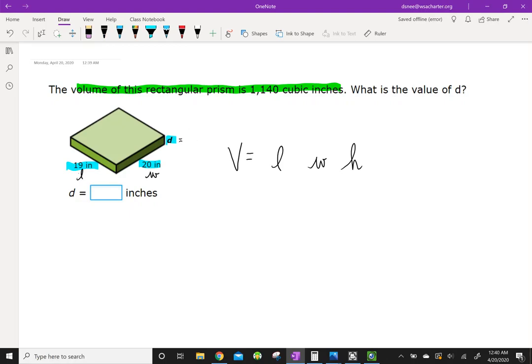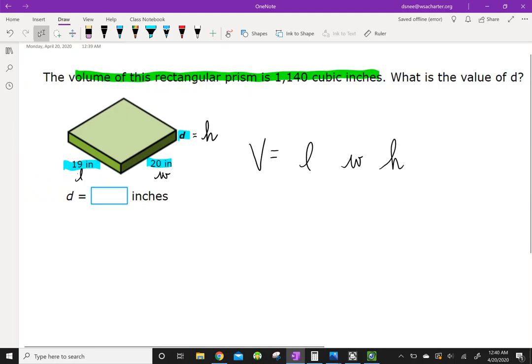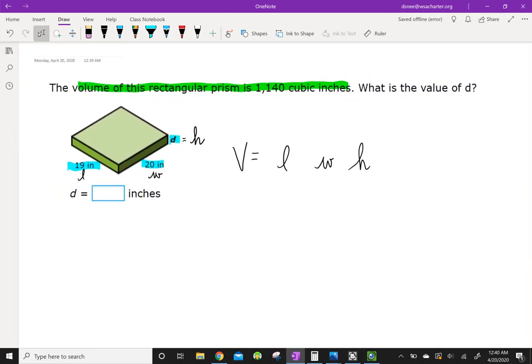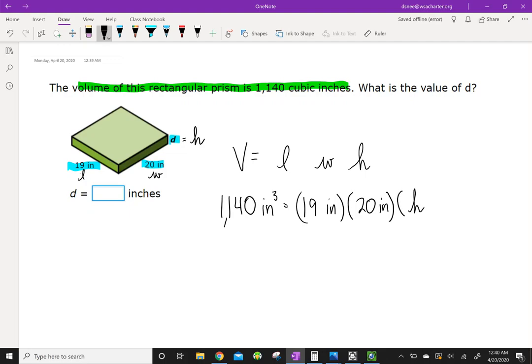It doesn't really matter which one's which, not in this particular case with this rectangle. And the volume is 1,140 inches cubed, and that's equal to 19 inches times 20 inches times h inches. We don't know how many h is yet.